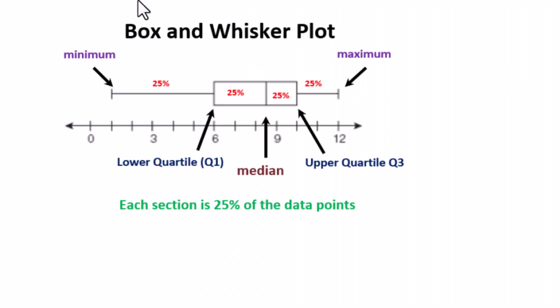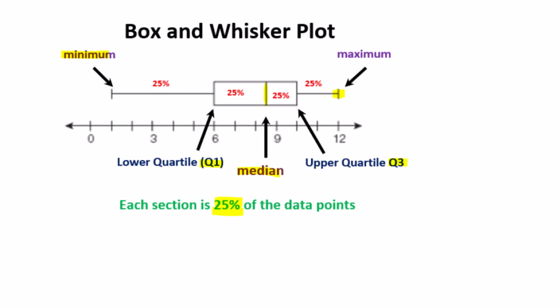This video is about box and whisker plots. This is a typical box and whisker plot. From this plot, we can figure out the minimum value, then the lower quartile Q1. The median value is this. The upper quartile Q3 and the maximum value. For each section, we'll cover 25% of data.